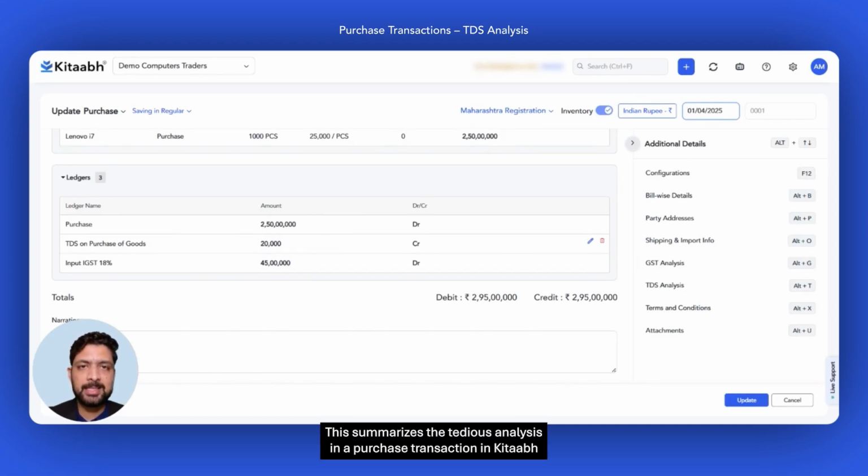This summarizes the TDS analysis in a purchase transaction in Kitaabh.